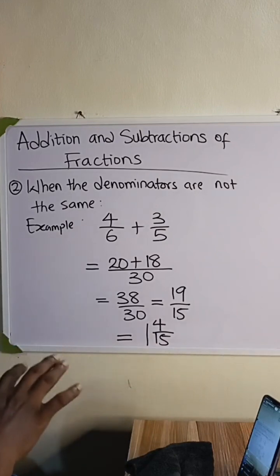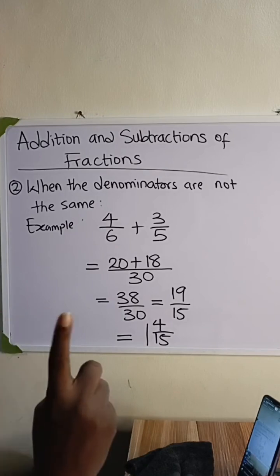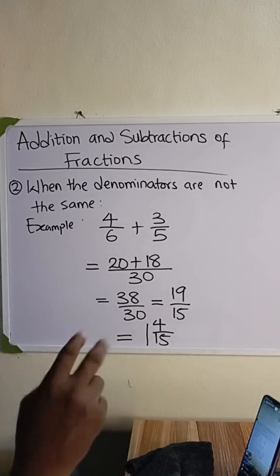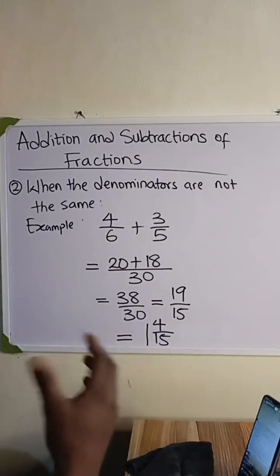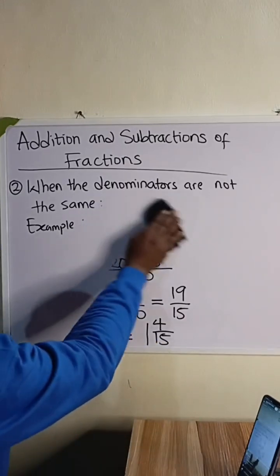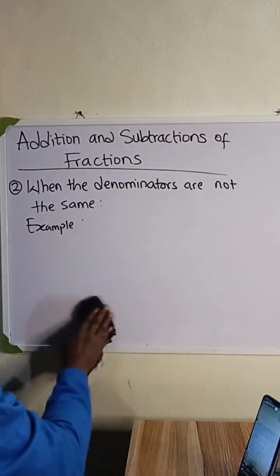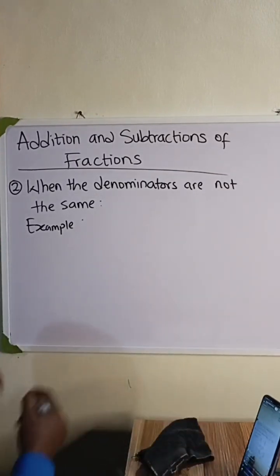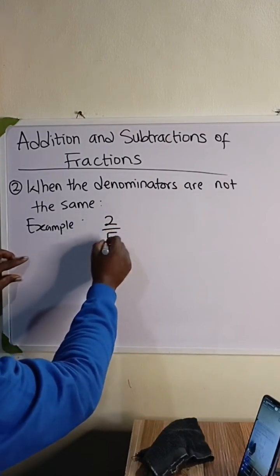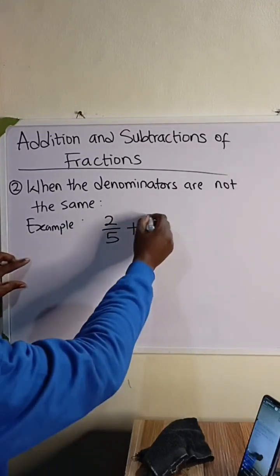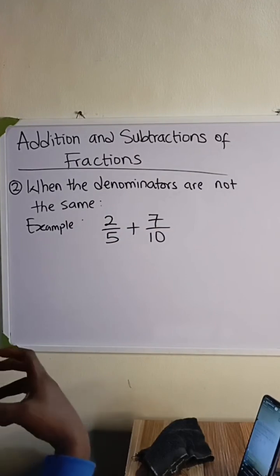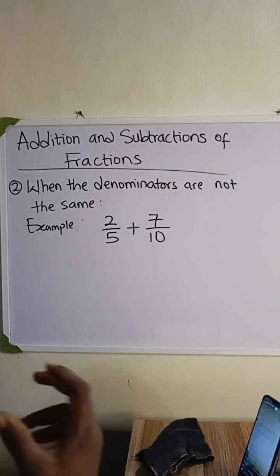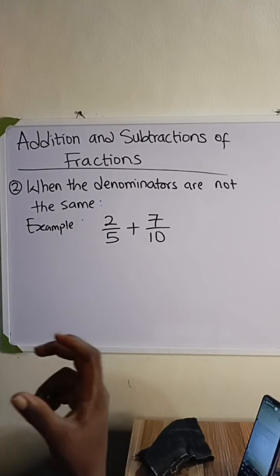So now we've seen a situation where the two denominators are different. We've also seen that these two denominators that are different, they are both less than 10. Now we are going to see another situation that will arise when the two denominators are different. Okay. So let's say we have 2 all over 5 plus 7 all over 10. We can see that in this situation, the denominators are also different.